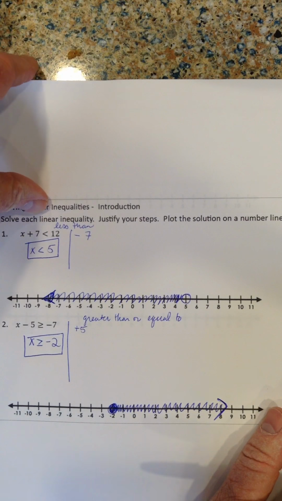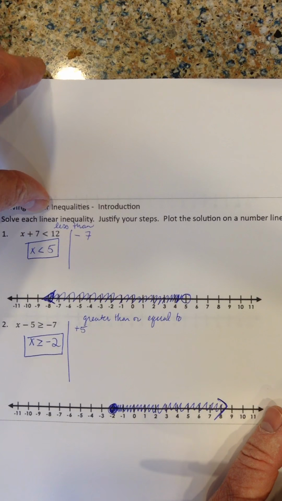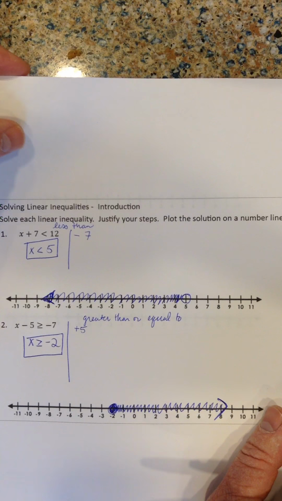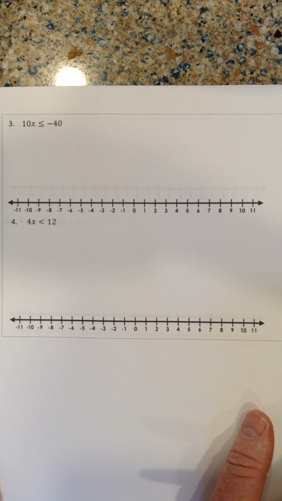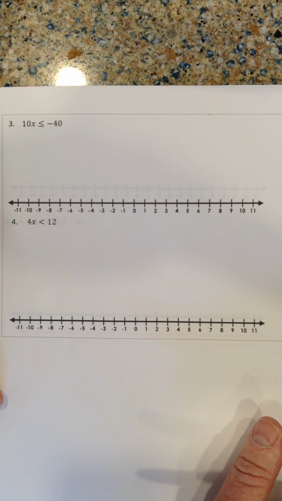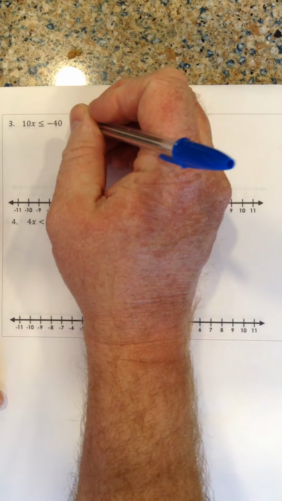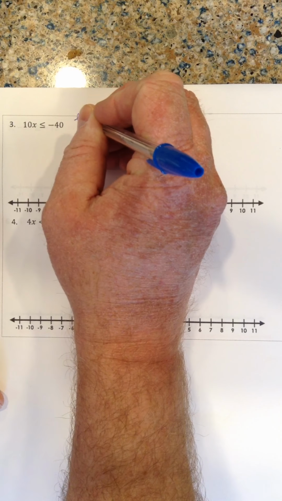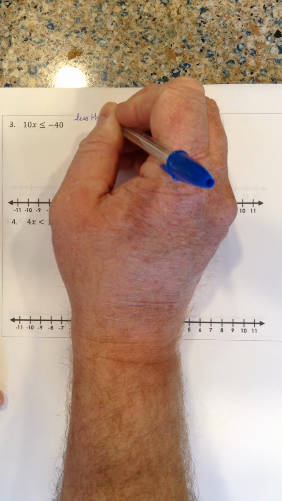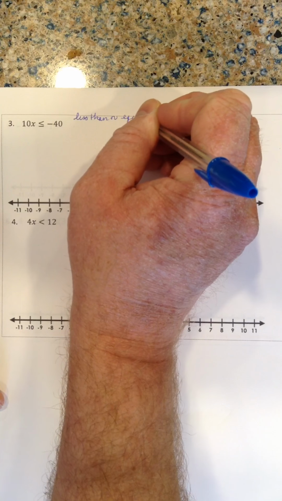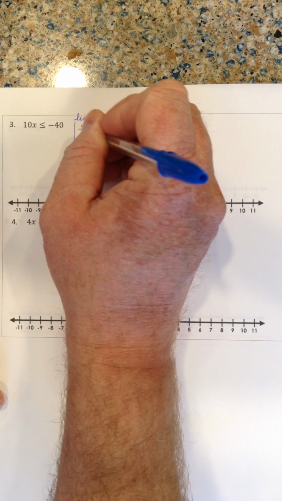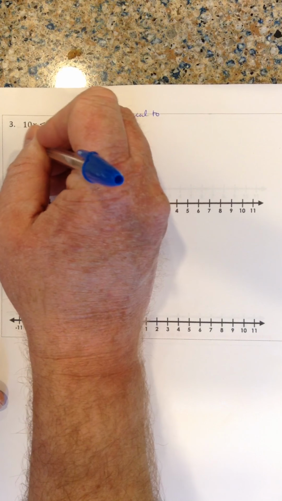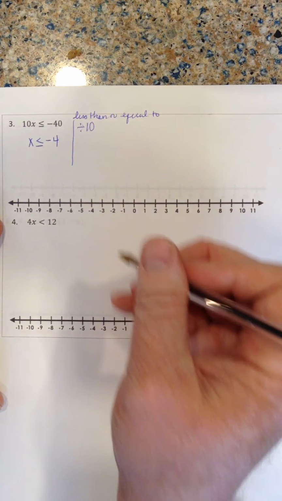And now we're going to go to another example. I may have to move the paper around a little bit because of how it prints. Okay. Number 3, 10x is less than or equal to negative 40. So again, that's less than or equal to. So I'm going to divide by 10. So I get x is less than or equal to negative 4.